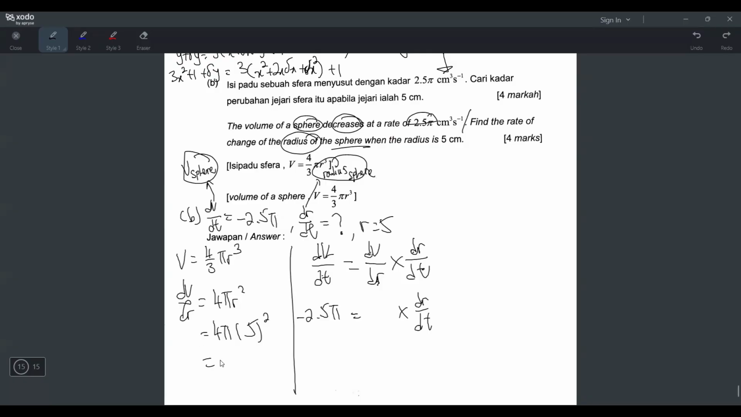So just masuk 5 squared, 25 times 4, 100 pi. So this 100 pi you sub inside. The pi don't worry because pi is actually a value. It's actually a number. It's not unknown. So now you can find your dr dt. When you take pi divided by pi, you can cut. So what is negative 2.5 divided by 100? Negative 0.025. And please write the unit. r is radius, radius is in cm. Time is s to the power of minus 1, because duduk bawah. So the answer is negative 0.025 cm s^-1.